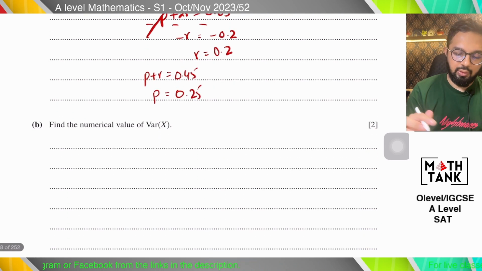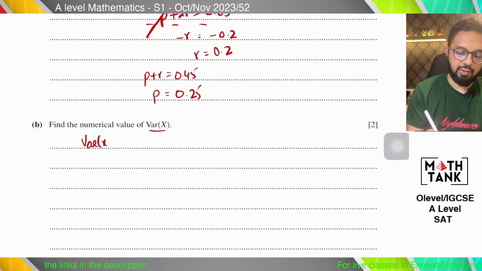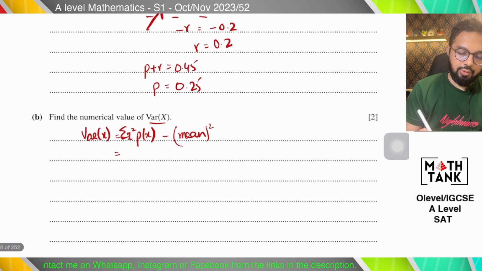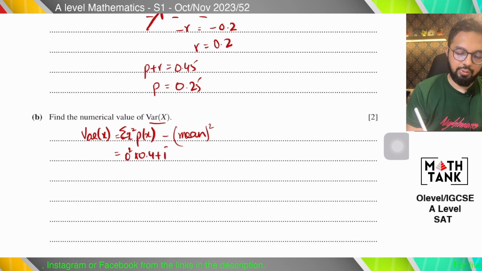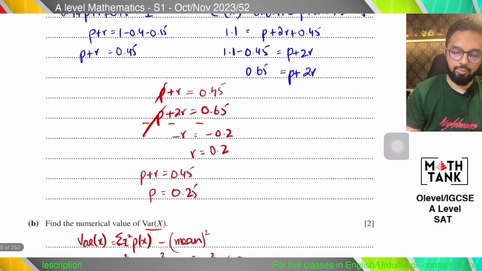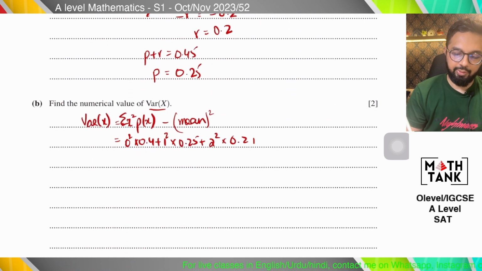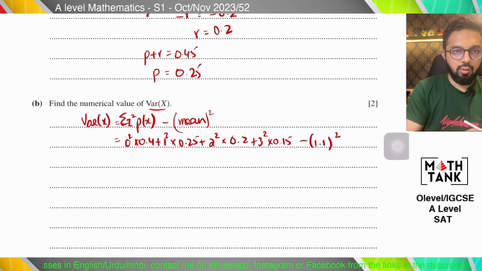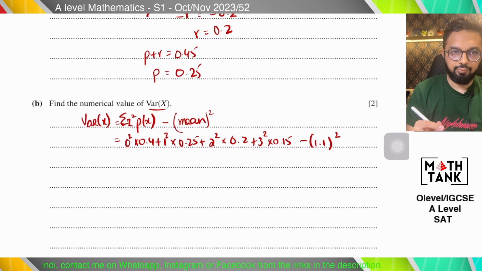Find the numerical value of the variance of x. So the variance of x is the sum of x squared p(x) minus the mean squared. So 0 squared into 0.4 plus 1 squared into 0.25 plus 2 squared into 0.2 plus 3 squared into 0.15 minus 1.1 squared. That should give me 1.19.